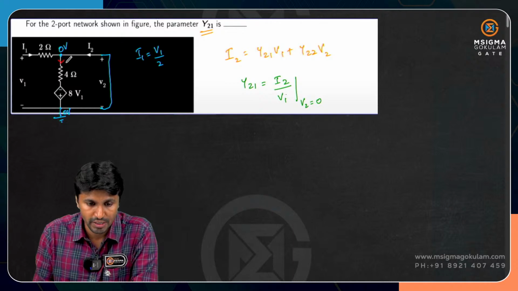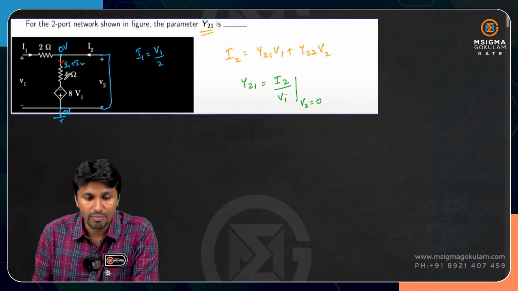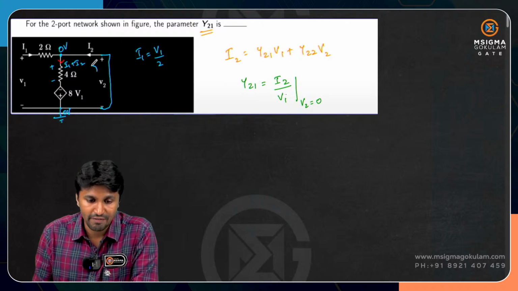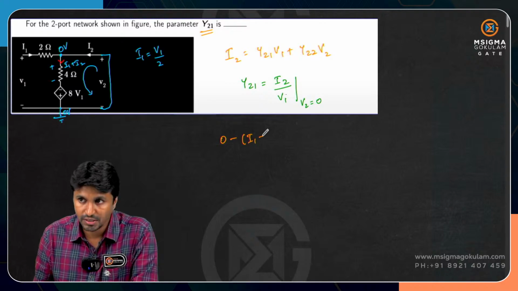So what will be this current? This current will be equal to I1 plus I2, right? Based on the current direction, I am going to mark the polarity. So this is plus and minus. Therefore, I'll write KVL in this particular loop. So what is it that I get? When I write KVL in this loop, this is nothing but 0 minus of I1 plus I2.